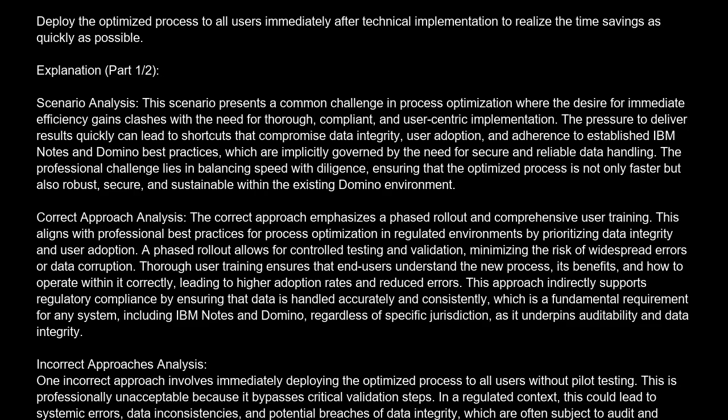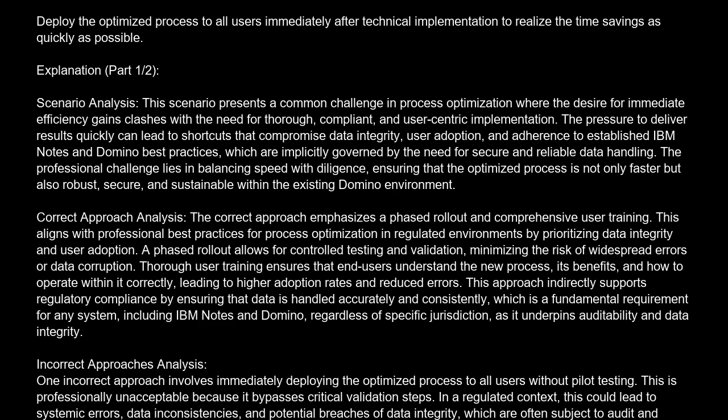The correct answer is B. Deploy the optimized process to all users immediately after technical implementation to realize the time savings as quickly as possible. Explanation. Scenario analysis. This scenario presents a common challenge in process optimization, where the desire for immediate efficiency gains clashes with the need for thorough, compliant, and user-centric implementation.